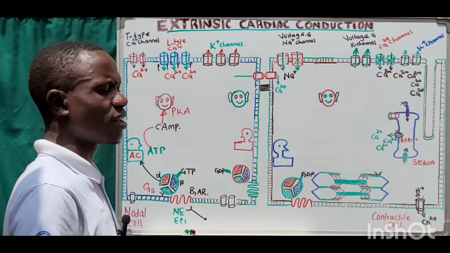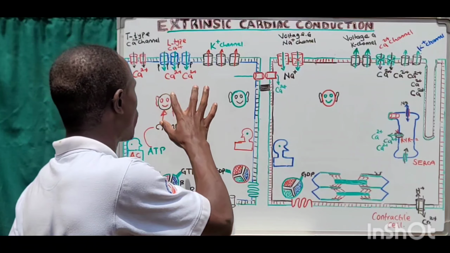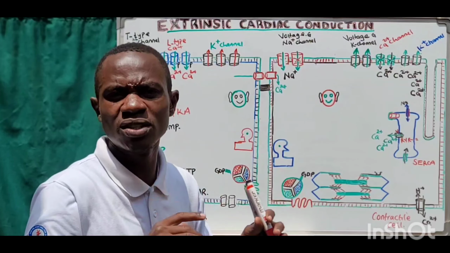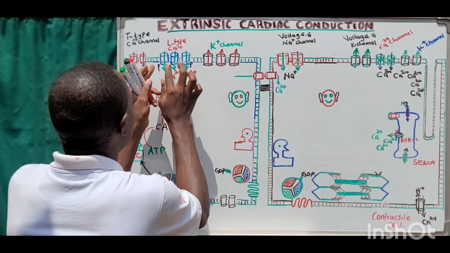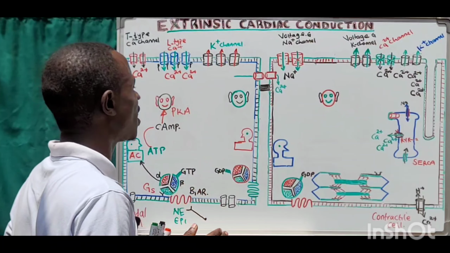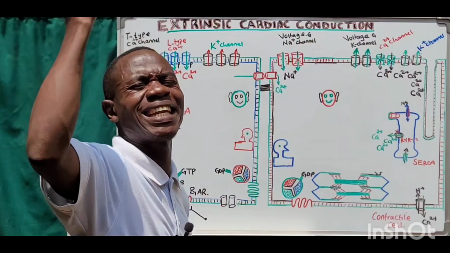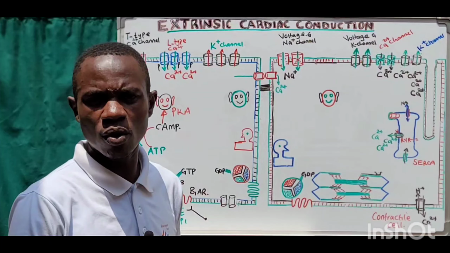Now, what is the significance of this? These phosphate groups are like molecular switches. They are now going to slightly widen this channel such that you're going to have an extensive entry of calcium.